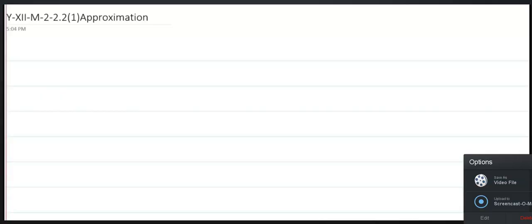Hello friends, now we'll start the new topic from the application of the derivative, that is the approximation. Now let us start. Again, this topic is very simple. You can understand all the problems that I will explain.